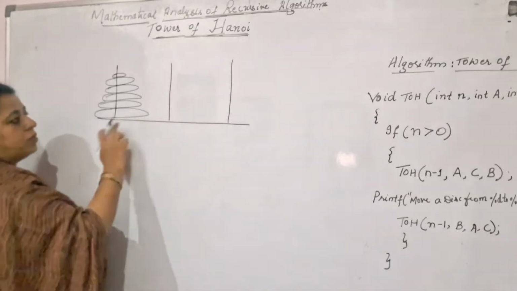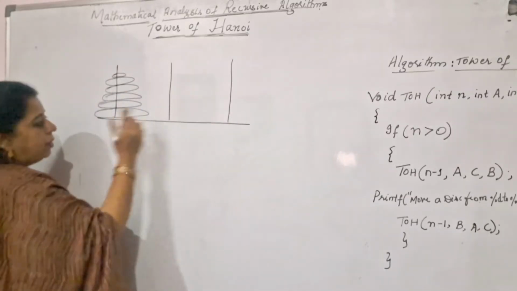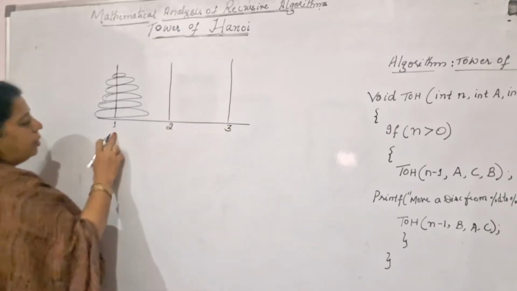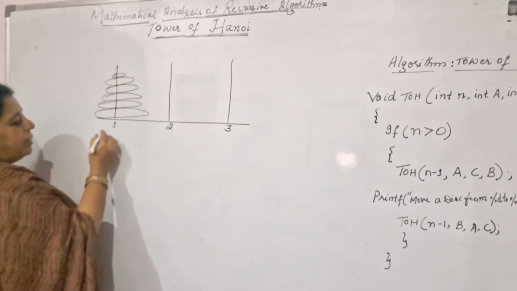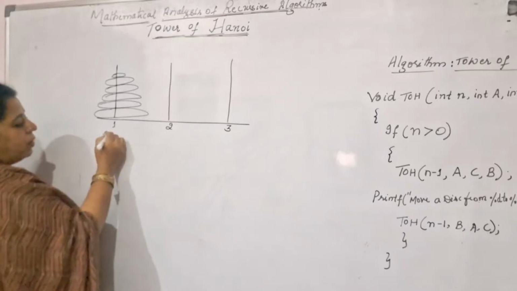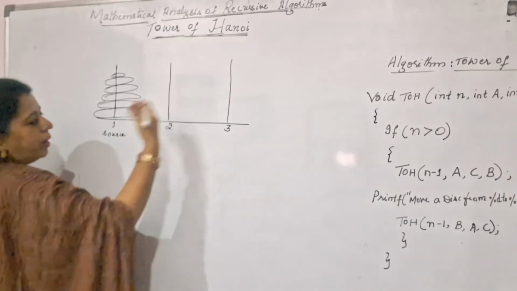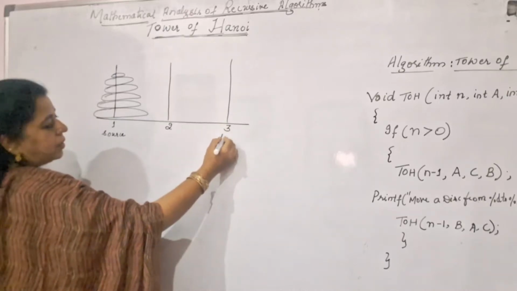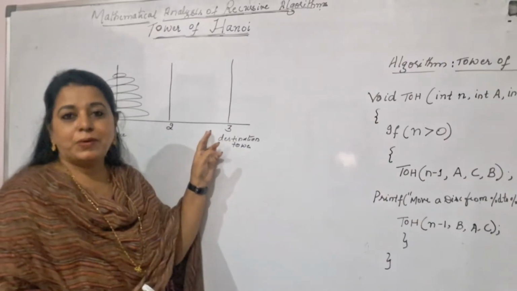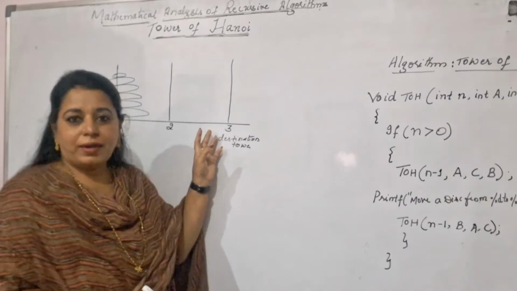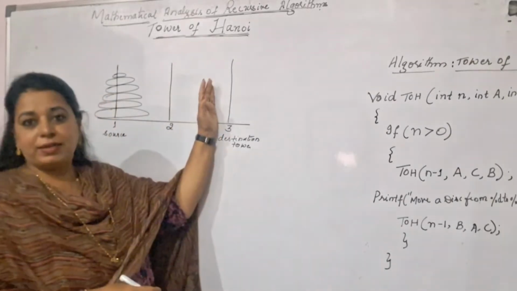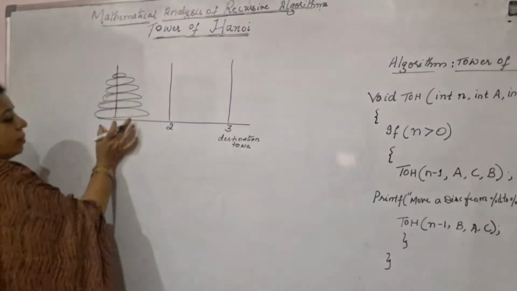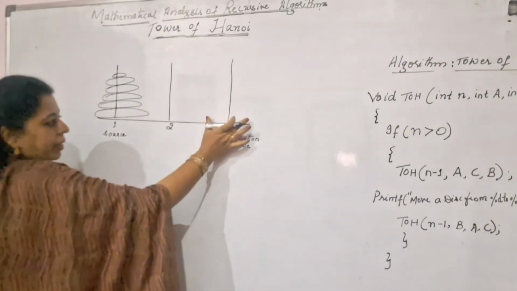The job here is to transfer these disks to the third tower. You have three towers, so let me name the towers 1, 2, 3. All the disks are initially placed in the first tower, so we can call this the source tower, and you have to transfer them to the third, which is the destination tower, with an auxiliary tower also given so that you can make use of it. But finally your job is to transfer the disks, and when you transfer, always the larger size disk should appear at the bottom.